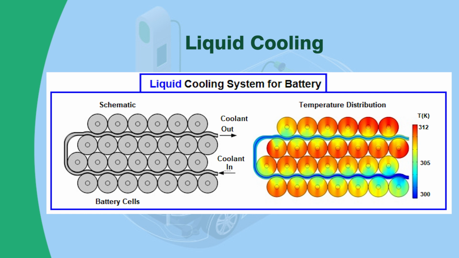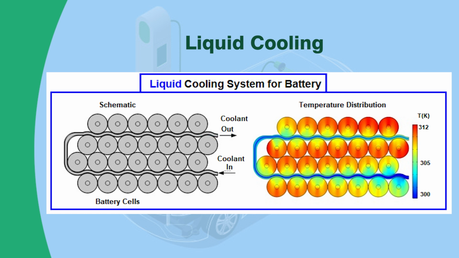And here it is very clearly shown in the schematic how the liquid cooling system for batteries works. So, here in between the cells there is one coolant inlet and coolant outlet. Through the coolant inlet the liquid coolant will be passed, and it is again collected back. When the liquid coolant is going into the battery cells, we can observe that the temperature is less.